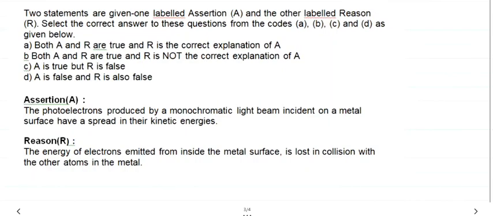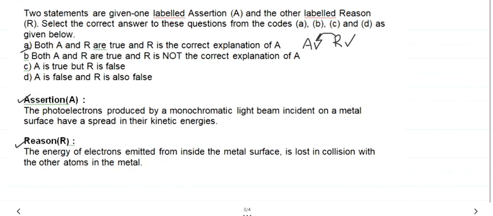Welcome everyone. This is an assertion reason based type of question. Let us read the options first. Two statements are given. One is assertion and is denoted by A, and another is reason, denoted by R. And the options are: both A and R are true. That means A is correct, R is also correct, and R is the correct explanation of A. That means R explains the fact explained in capital A.